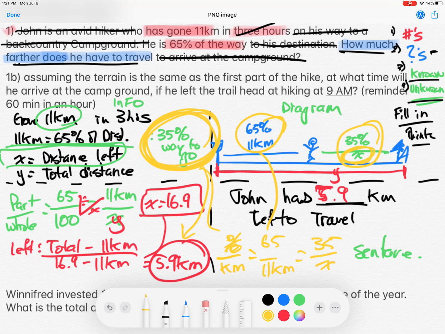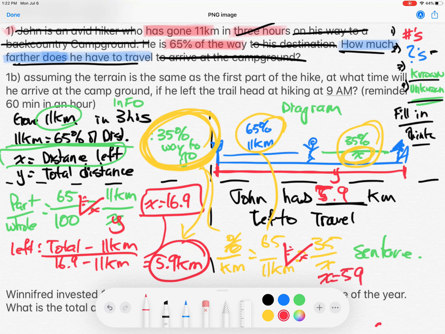So you see what I've done there? I've just set up a different ratio. So let's try this one. How do I solve it? I cross multiply and then divide. So I'm going to get 35 times 11 divided by 65. Lo and behold, x equals 5.9.